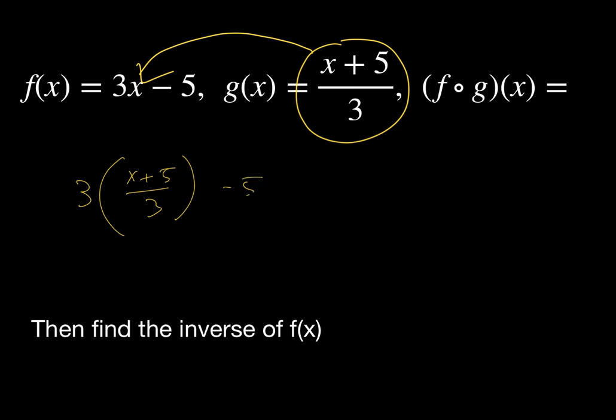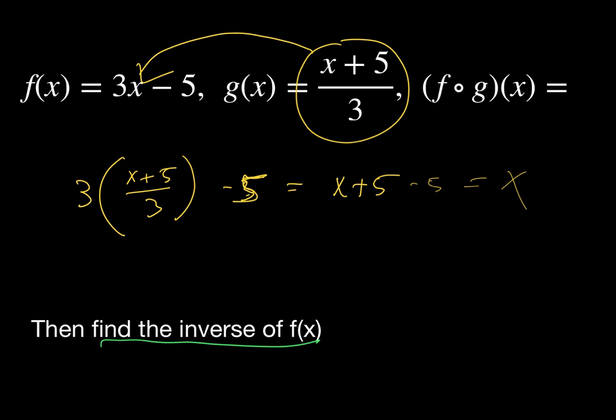minus 5. So f of g of x means whatever's the second one, the g of x, goes into the first equation and replaces the x. And then I simplify. 3 times that whole fraction, well, 3 is the denominator, 3 is the numerator. It will be x plus 5. The 3's reduce, leaving me x plus 5. And then it's minus 5 equals x. And that's it. Done. Second part down here says, now find the inverse of f.